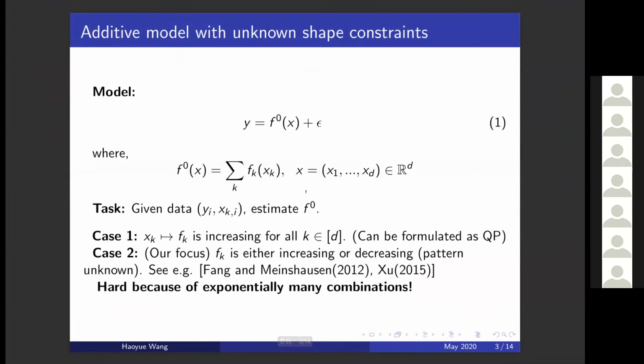To start with, we have a model with response generated by the summation of a function f0 and a noise term. The f0 is assumed to have an additive structure, which is a summation of univariate functions fk. Each one is a function of the factor xk. So our goal is to estimate the function f0 based on this data. Of course, we need to make some assumptions on each univariate function.